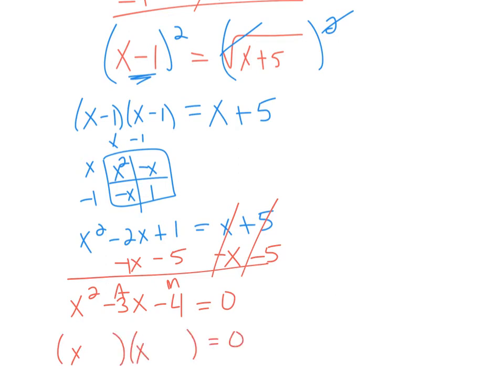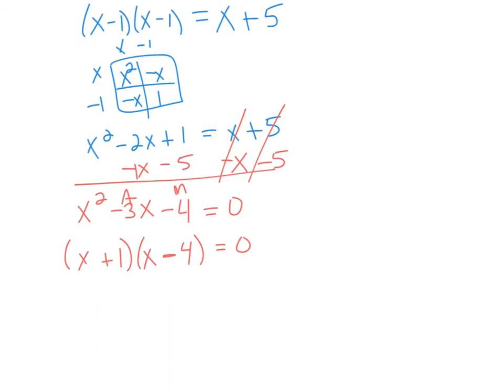What are your factors that add to 3? Well, that would be 1 and 4. I want a negative 3 though, so I'm going to make the 1 positive and the 4 negative. I'm going to tee off here so that I can add the 4 to either side, and x equals 4. I'm going to set this side equal to 0, and I'm going to subtract 1. Subtract 1, and I'll get x equals negative 1.